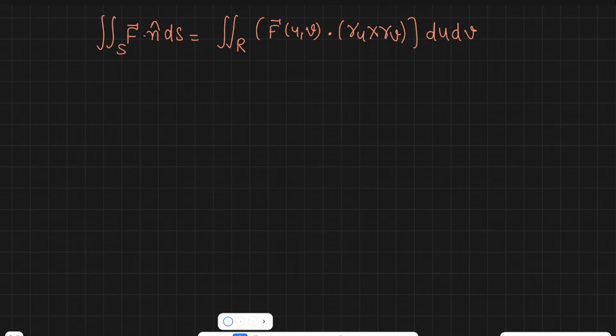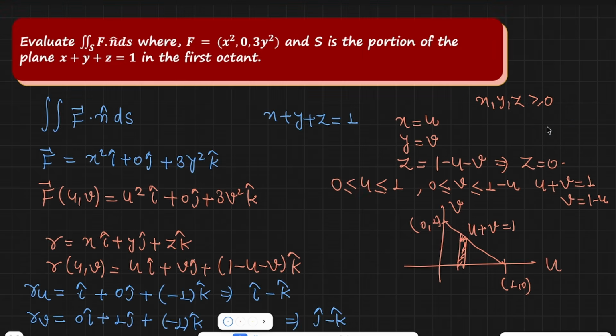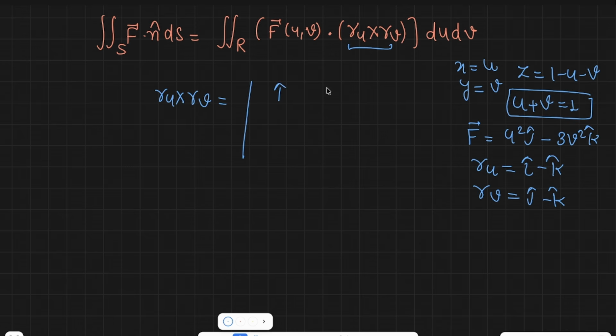Now what is your target? Let me recall. Let me write down x equals u, y equals v, z equals 1 minus u minus v, so it is basically u plus v equals 1, which is a triangle in the xy plane. Now your F in terms of uv is u squared i cap and minus 3 v squared k cap. So your r u is i cap minus k cap and r v is j cap minus k cap. Now you have to find r u cross r v. So r u cross r v means i cap, j cap, k cap.